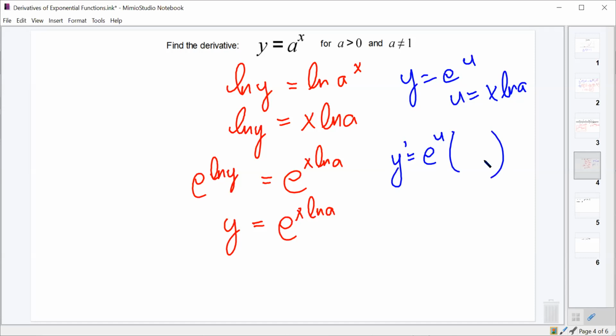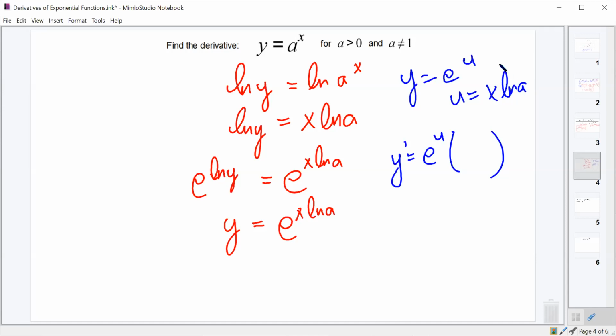What's this new one? Well, what's natural log of A? What's A? A is just some number, right? A is 2 or 3 or 1,000. So what's the natural log of 2 or the natural log of 3 or the natural log of 1,000? It's just some number, isn't it?